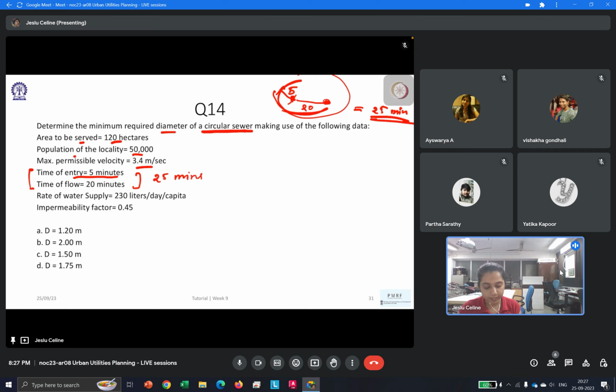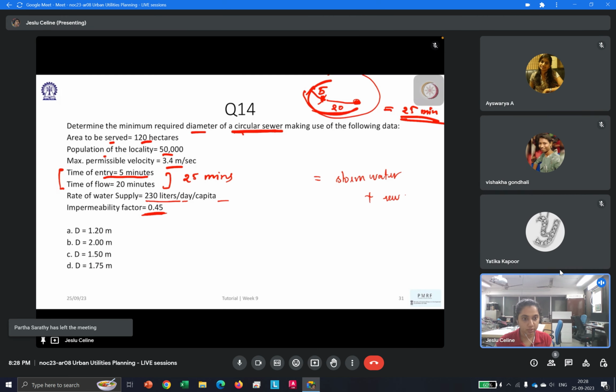Now the rate of water supply is 230 liters per capita per day. Impermeability factor is also given. So now we have to design this sewer. By default, we're assuming that it is a combined sewer because we are designing for both stormwater and sewage. So when you're designing the capacity of the sewer, you'll have to find the stormwater discharge, plus the sewage discharge. These two will have to be there, because it's a combined sewer.